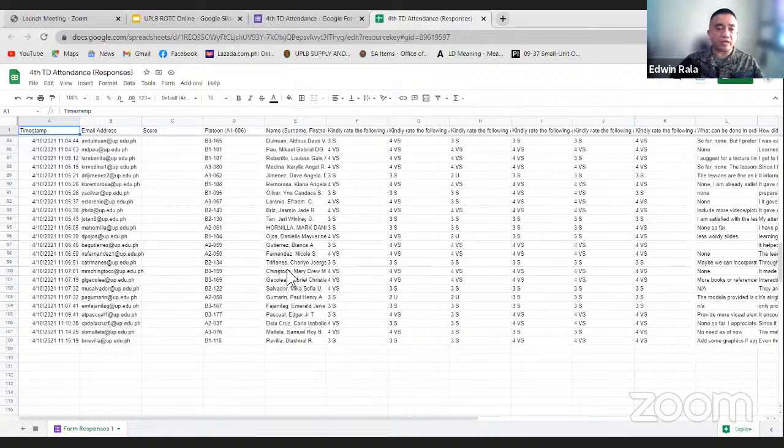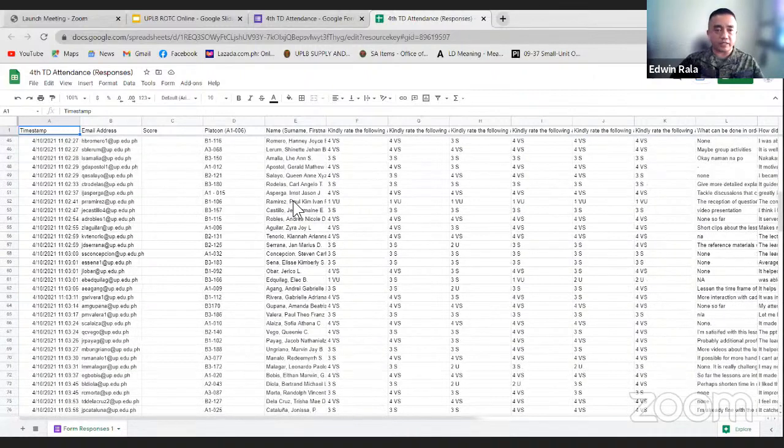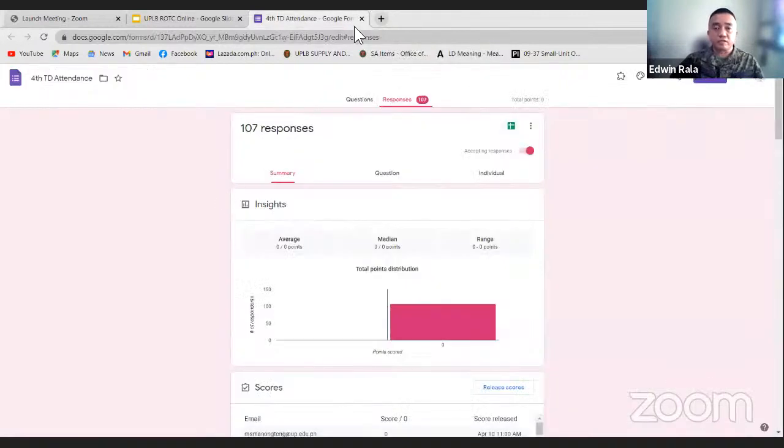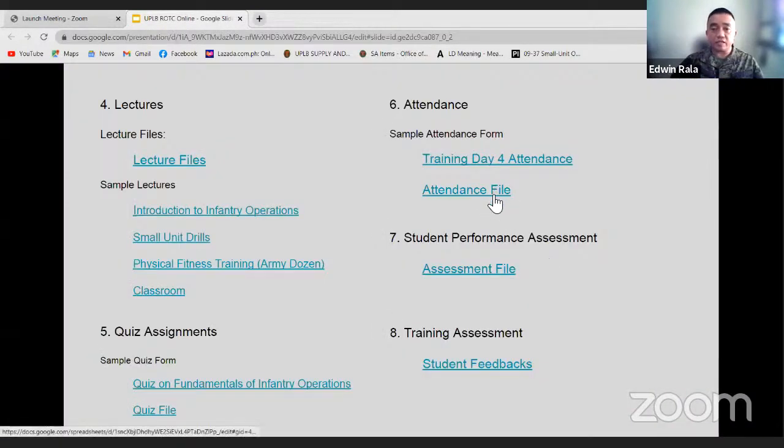Yan. So, sinasort ko na lang ito doon sa Excel file para mag-alphabetize. Yan, ma-arrange yung kanilang surname at saka yung student or yung cadet number nila. Yan. Then, attendance file.